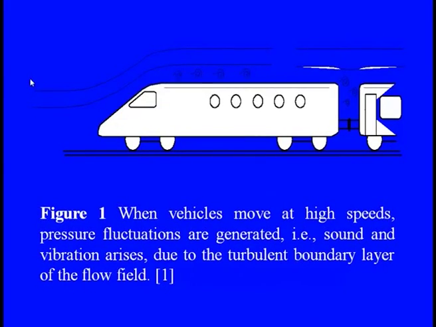So, this turbulent boundary layer in the flow field is created due to the pressure fluctuations at the surfaces, and they are the basic cause of the vibrations or sound when the train is passing at high speed.